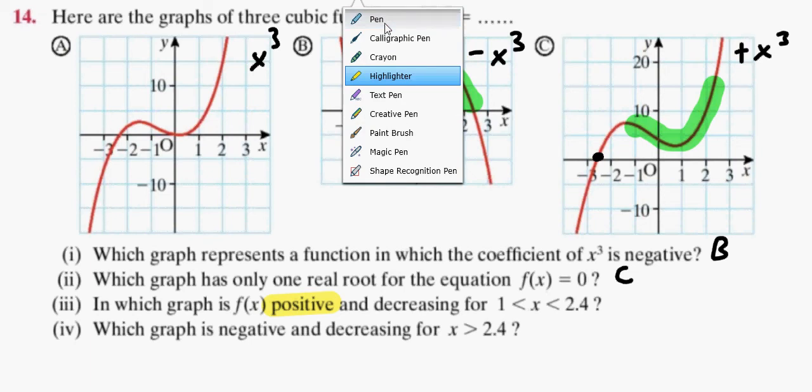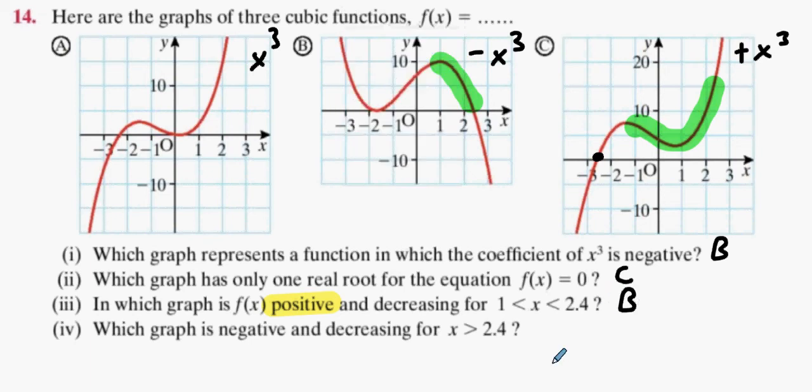B? Okay. And finally, which graph is negative and decreasing all the time after 2.4? Negative and decreasing. Oh yeah, still B, isn't it? Because it's negative and it's going down. How do we know it's not going to turn again? There's already been 2 turning points, isn't there? And there can't be another one. Happy days, alright? So that is also B. The answer was B for 3 out of 4 of them.